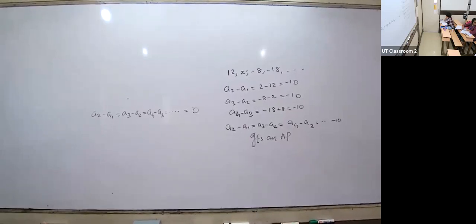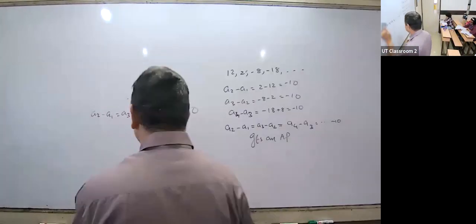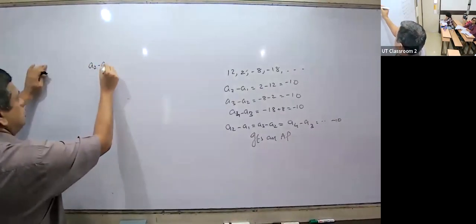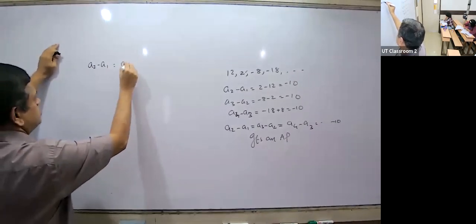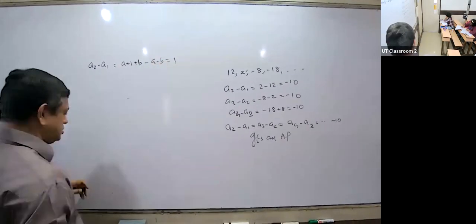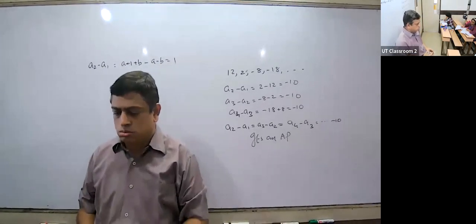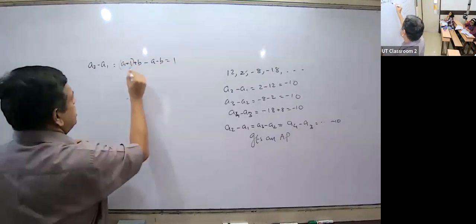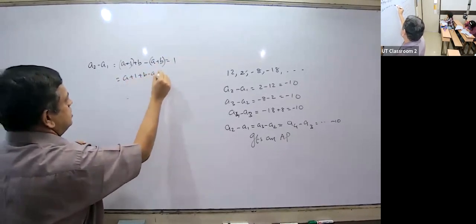And don't write it in a detailed way. What is the first, A2 minus A1, find out. What is A2 minus A? A2 is how much? A plus 1 plus B minus A minus B is equal to 1. Finish. Okay, be happy. A plus 1 plus B minus A minus B equal to 1. Happy now?